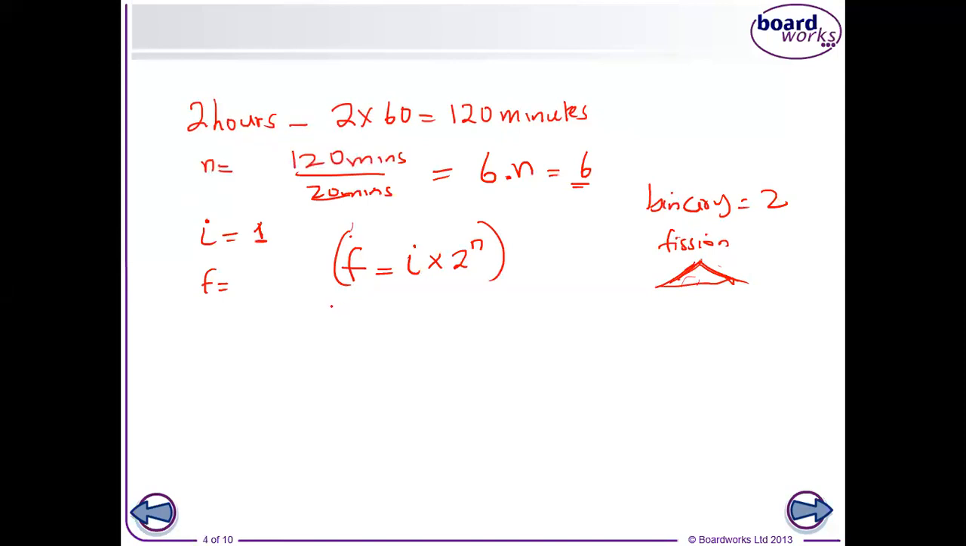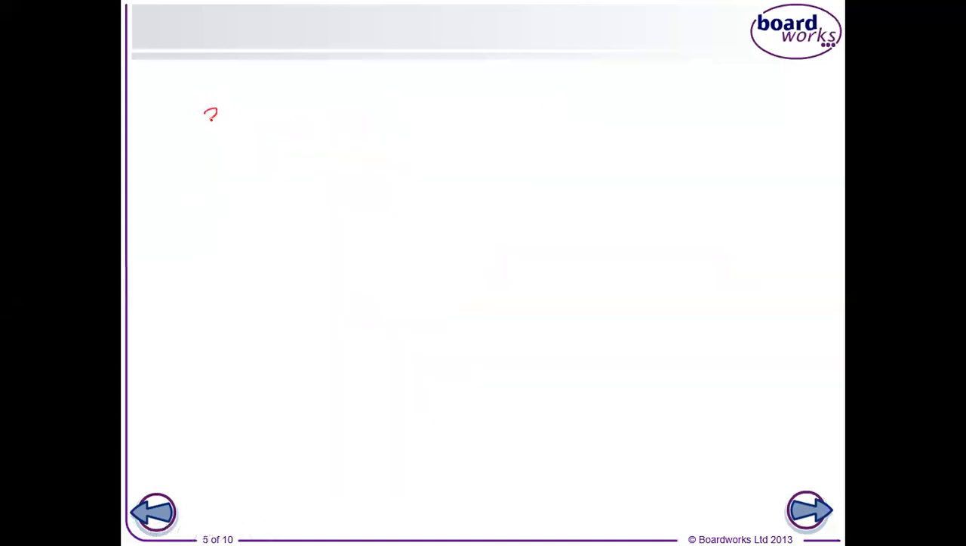So now you say F equals the I, which we know to be 1, times 2 raised to the power of 6. F equals 1 times 2 raised to the power of 6 is 64. F equals 64. The final number of bacteria we're going to have after 2 hours is 64. So I think with these few examples, you can pause the video and work out for the 3 and 5. Now let's do it for 3 hours.